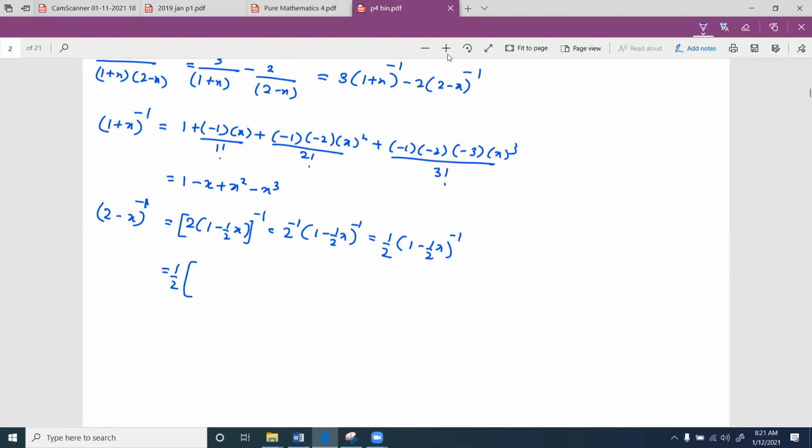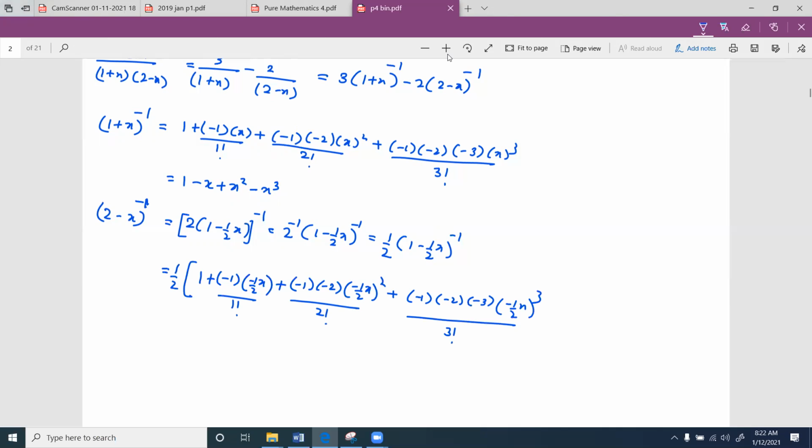So you can do this expansion: 1 plus n times (minus 1 over 2 x) over factorial 1. Factorial 1 is 1 anyway, so you can ignore it. Then n(n minus 1) times (minus 1 over 2 x) to the power 2 over factorial 2. The next one is n(n minus 1)(n minus 2) times (minus 1 over 2 x) to the power 3 over factorial 3.